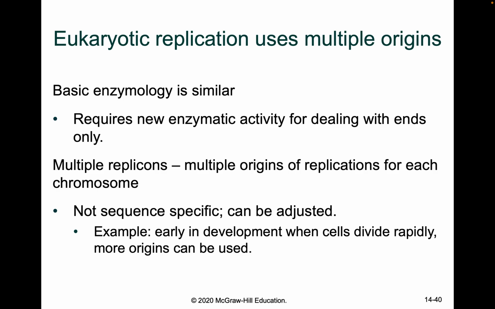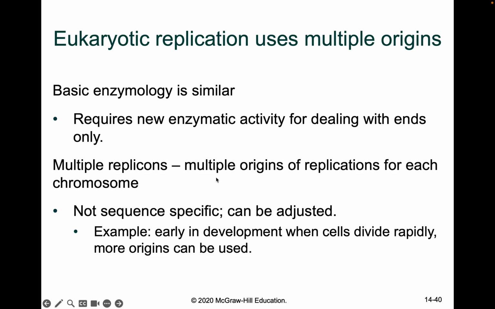There are only very small differences, and they mostly lie in needing new enzymatic activity when dealing with the ends. Because in prokaryotes the DNA is circular, while in humans, or basically eukaryotes, it's linear. So you need to deal with it in a different way, and you need new enzymes there. But the rest are basically very similar to each other. They work in a similar manner.